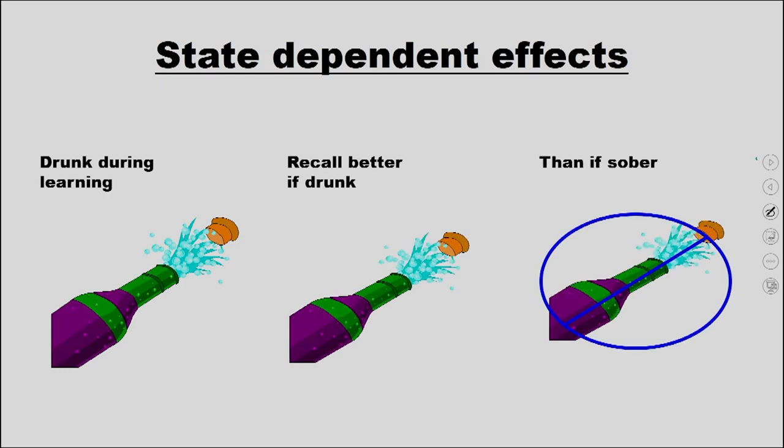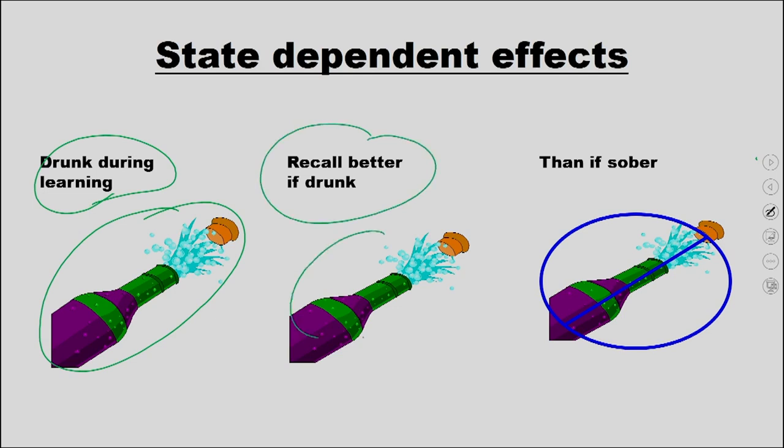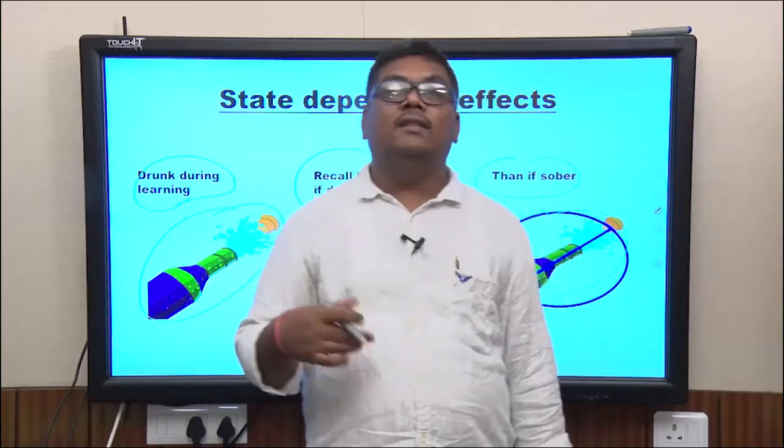Certain memory states are also responsible for helping you learn information in a nice manner. Nothing much to explain here. If you learn something when you are drunk, you recall it better when you are drunk than when you are sober. So certain kinds of information only come to us when we are drunk.